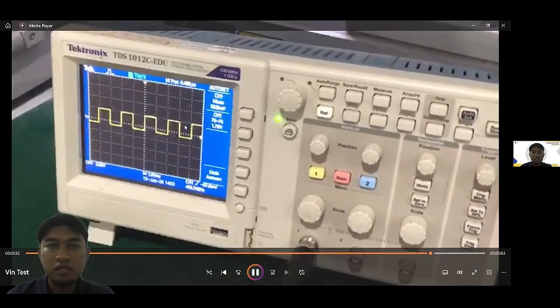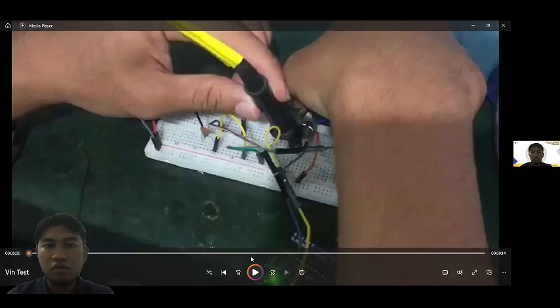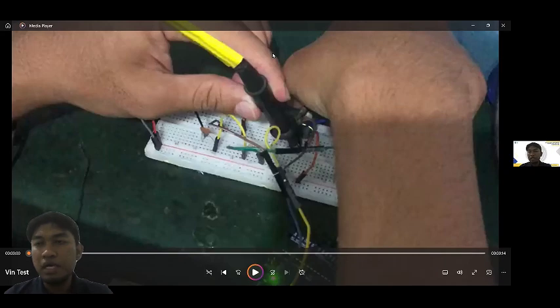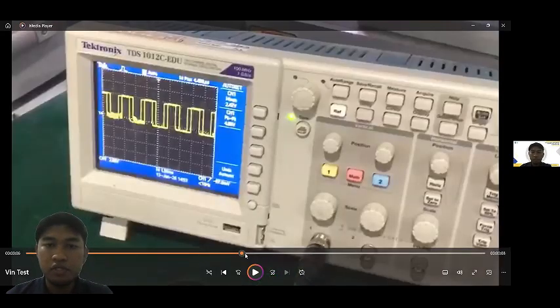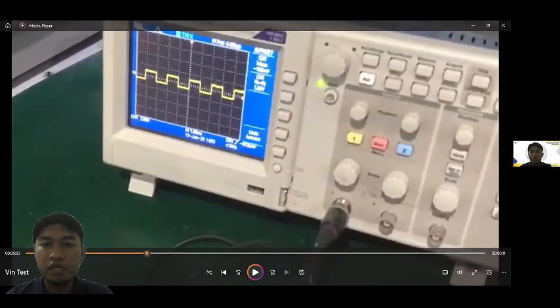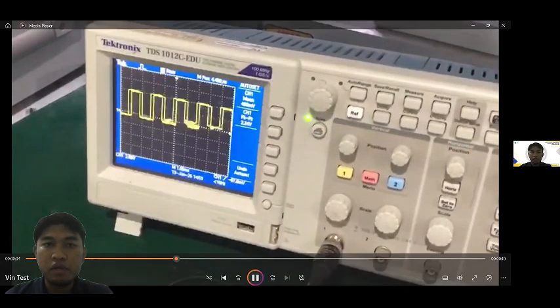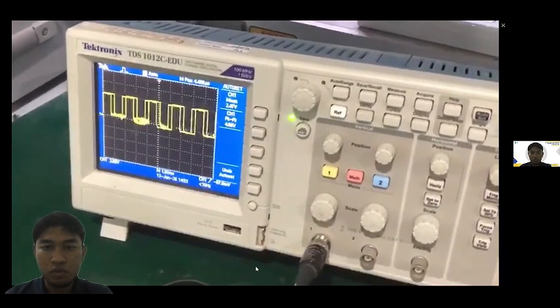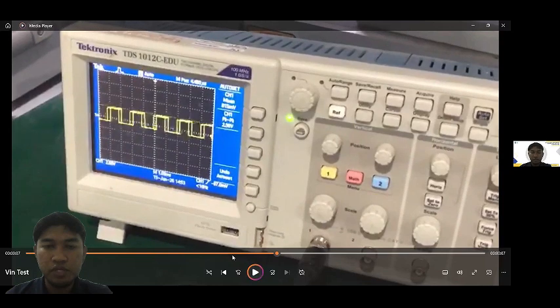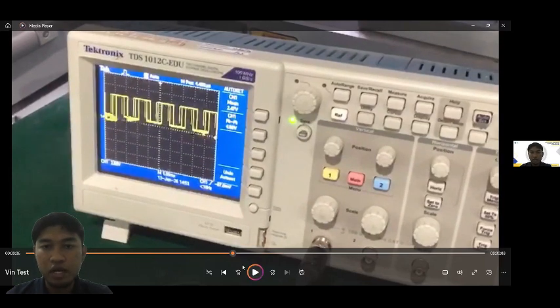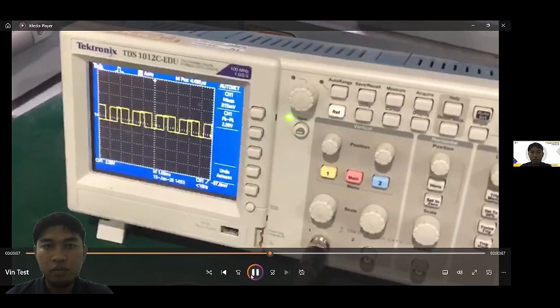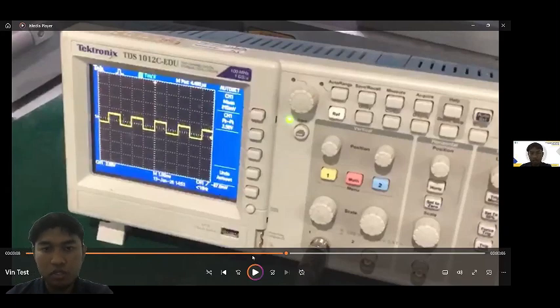The purpose is to check whether the potentiometer works or not. Is it good? Is it possible to use it or not? Based on the video, the potentiometer is totally working. When I spin it up, the potentiometer signal goes up, and when I spin it down, the signal also goes down.